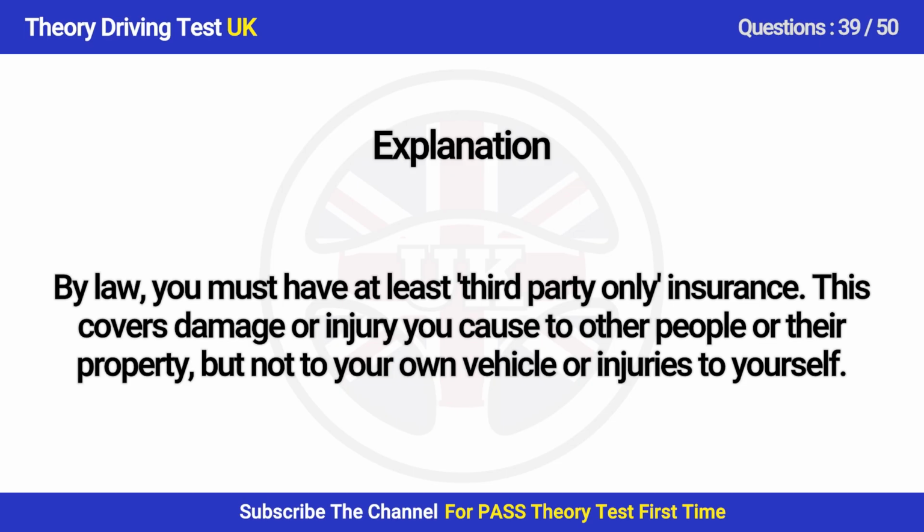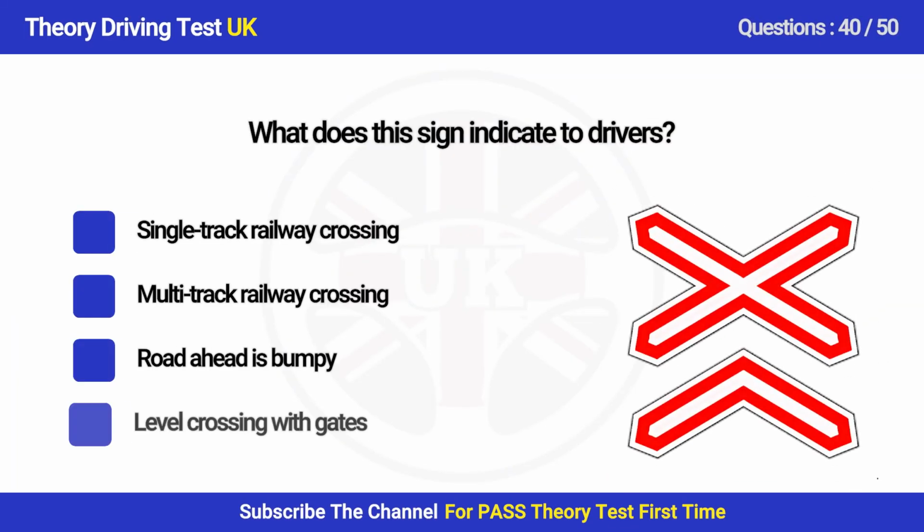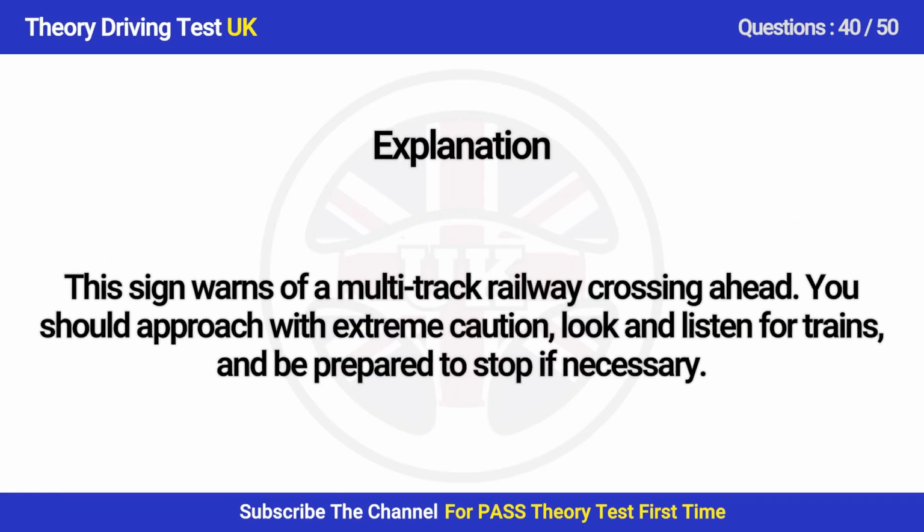to yourself. Question 40. What does this sign indicate to drivers? A. Railway crossing. B. Railway crossing. C. Road ahead is bumpy. D. Level crossing with gates. Answer is B. Railway crossing. This sign warns of a railway crossing ahead. You should approach with extreme caution, look and listen for trains, and be prepared to stop if necessary.